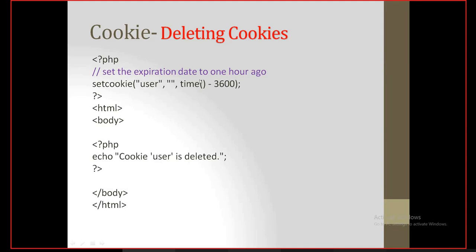Understood? So here we are setting the cookie user, which would have been previously created, with some empty value. This is important. And the expiry is being set to 1 hour before, that is time minus 3600 seconds. That is the way to delete the cookie. Whatever cookie management you want to do, whether it is deleting or modifying, all of that has to be done before the HTML tag, before the actual web page starts.